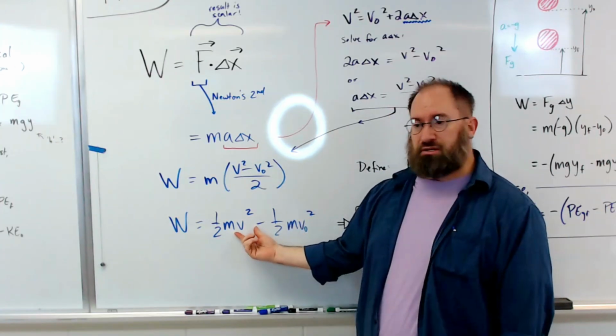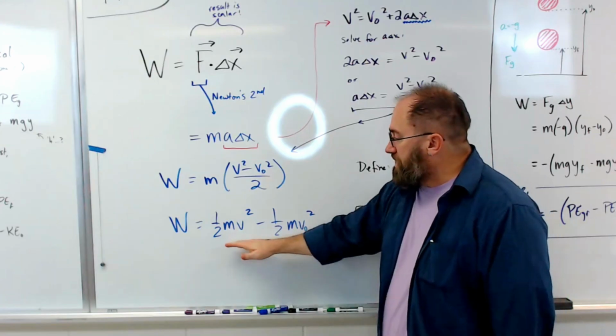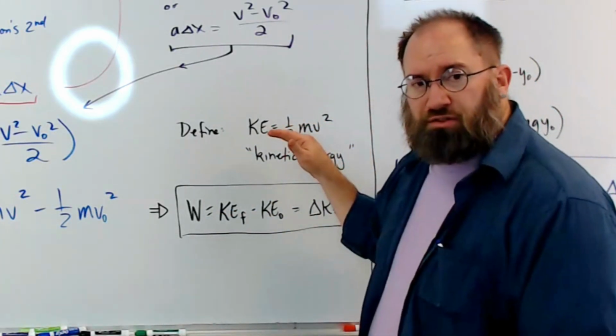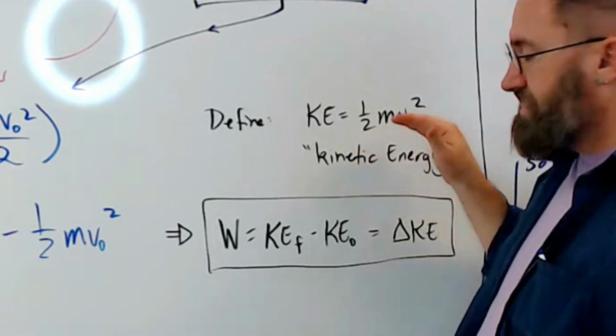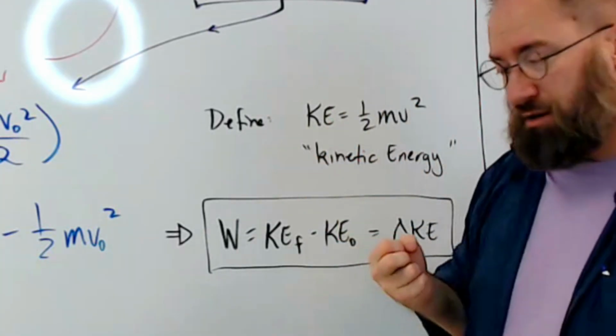This is motion. This is an object that's in motion. This is an object that had different motion. Let's define this as energy of motion. So we're going to call this kinetic energy. And that kinetic energy is defined as 1/2 mass times the velocity squared.